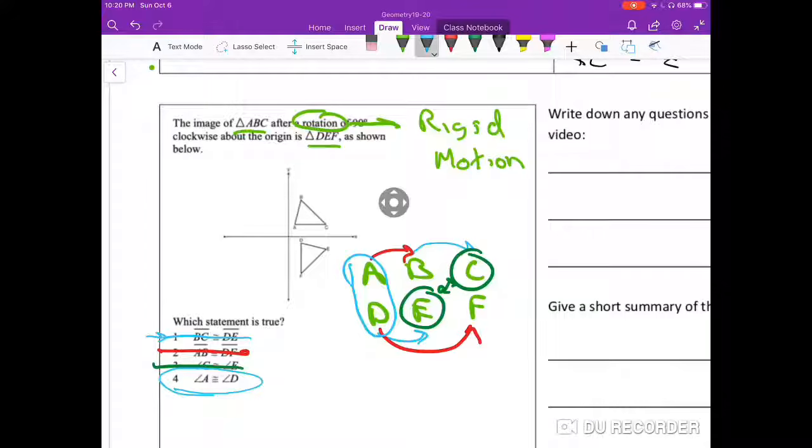So with these questions, make sure that if they list A, B, C in order, you list D, E, F in order, one right on top of the other, and that's going to tell you which parts correspond with the others. That's the easiest way to figure this stuff out.